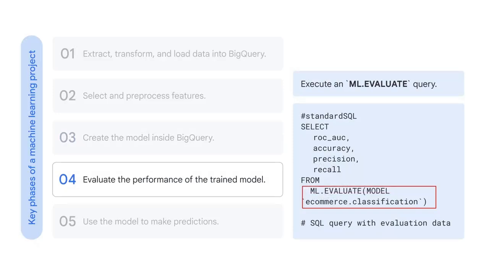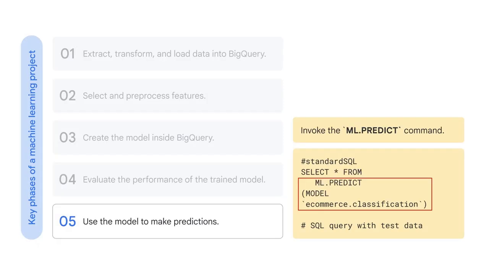In phase 4, after your model is trained, you can execute an ml.evaluate query to evaluate the performance of the trained model on your evaluation dataset. It's here that you specify which evaluation metrics the model will assess, such as accuracy, precision, and recall. You'll explore these metrics later in the next module.